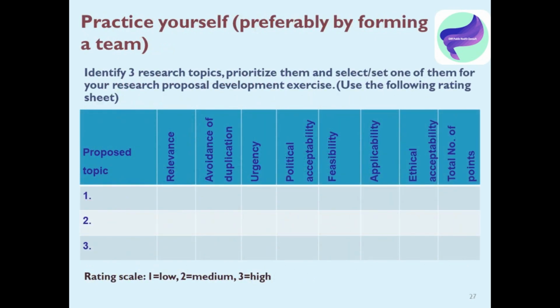Okay, finally, I recommend you to practice yourself, preferably by forming a team. Identify 3 research topics, prioritize them, and select and/or set one of them for your research proposal development exercise. Use the following rating sheet. Propose at least 3 topics and evaluate each topic using the criteria which you have seen earlier, the 7 criteria.